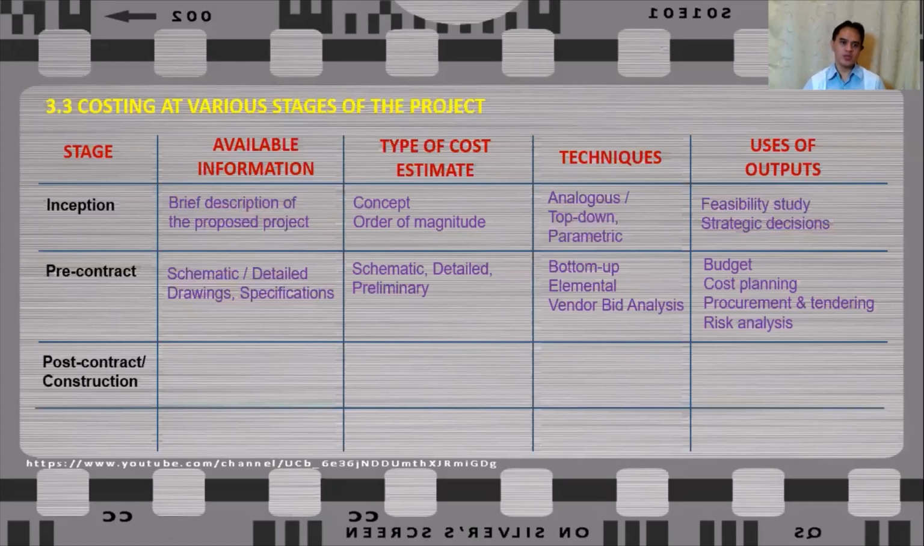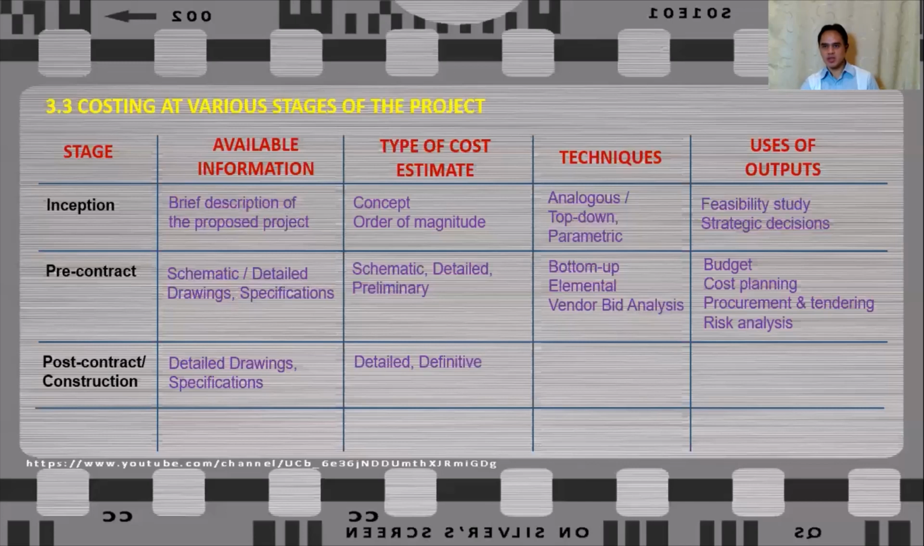So the next stage will be the post-contract or construction stage. And during this stage, you can have a more detailed information like the detailed drawings and the specifications. And the type of cost estimate during this stage are the detailed estimate or definitive estimate. And the techniques can be bottom-up or elemental cost estimating techniques that you can apply. And during this stage, the output can be used for cost control or cost management, cost reporting, and even final account.